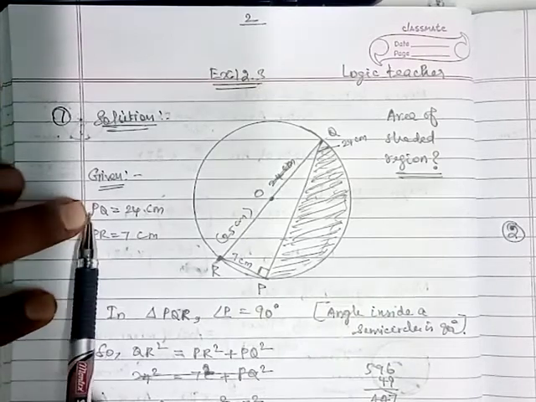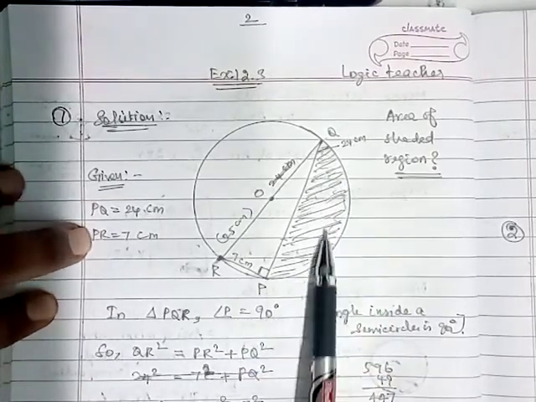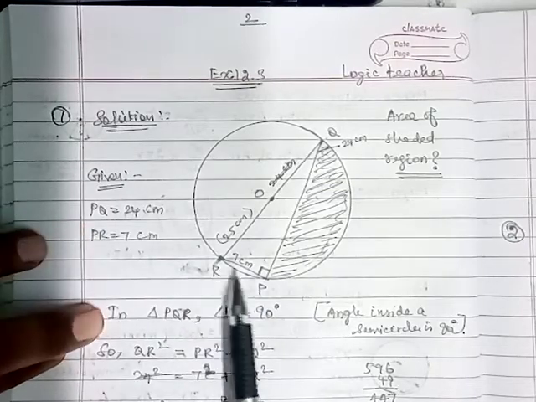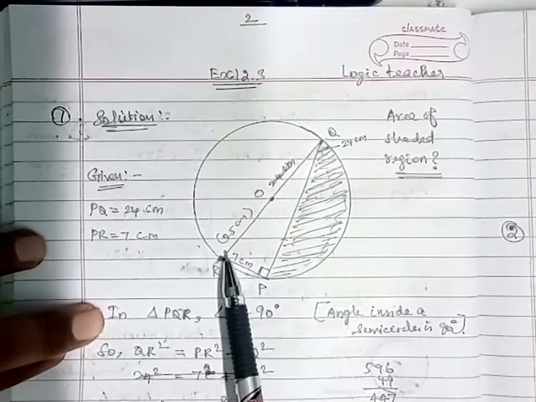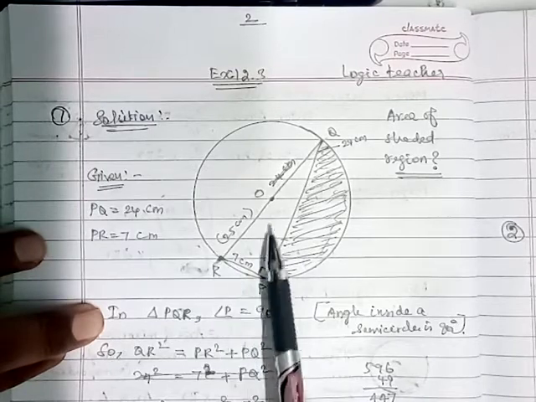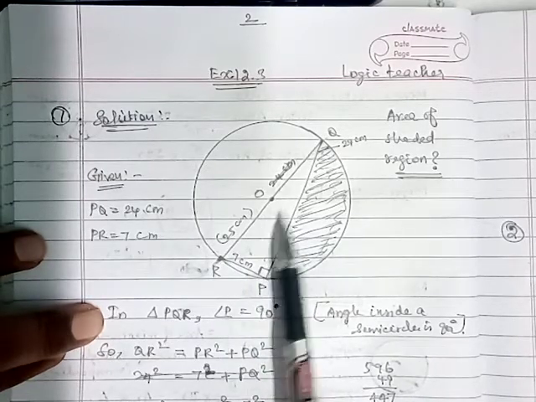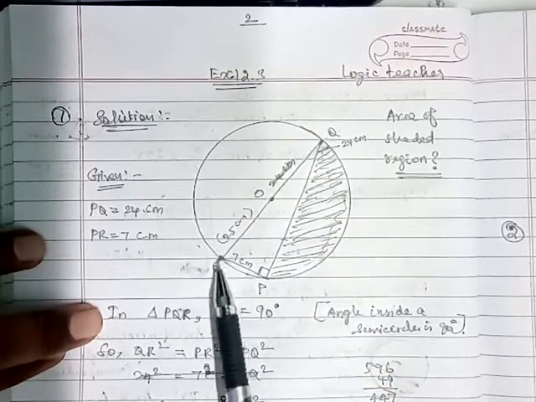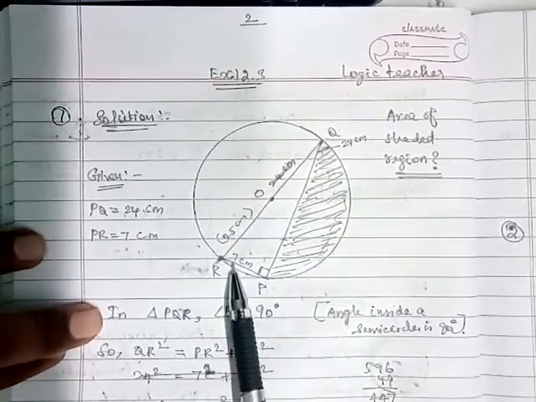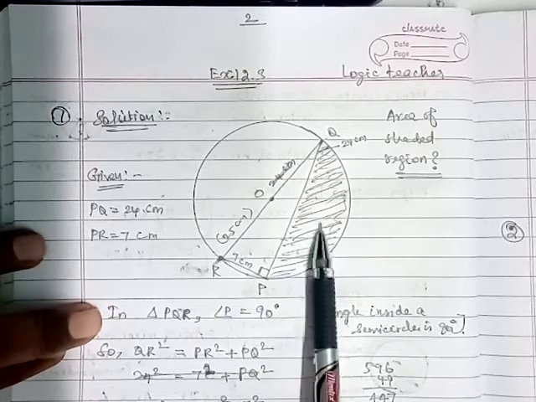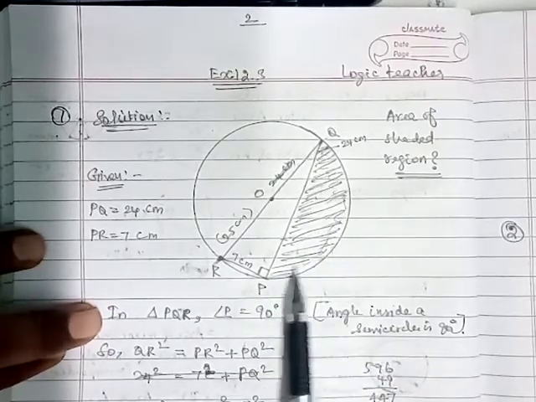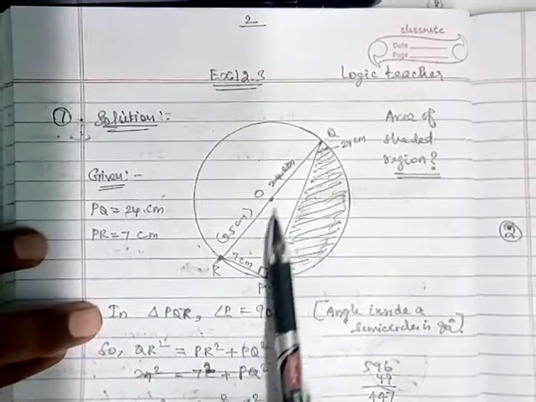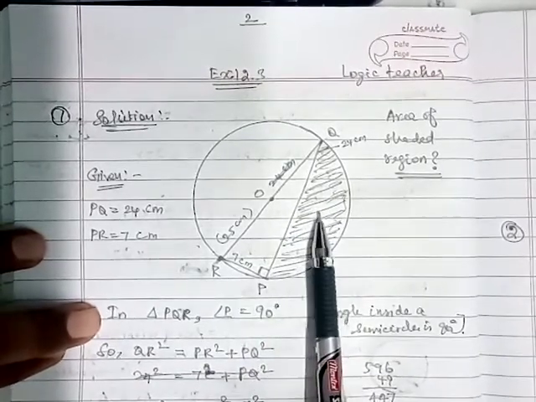See, it is given PQ is 24 centimeter, PR is 7 centimeter. In triangle PQR, why do we want to find this area? Because we know the formula for finding the area of a semicircle, right? But if we want only this region, what should we do? From the area of this semicircle, we should subtract the area of the triangle to get this value, right?